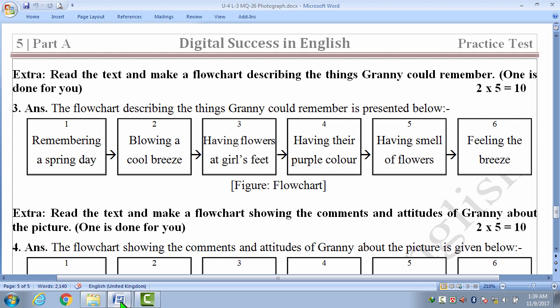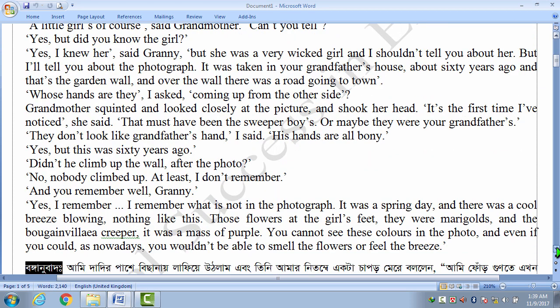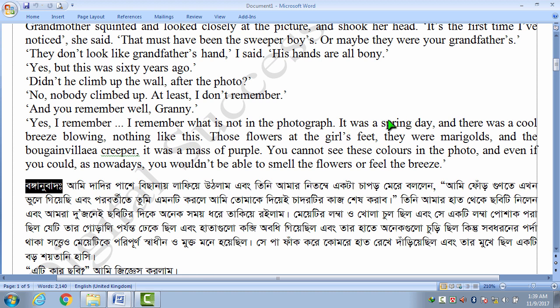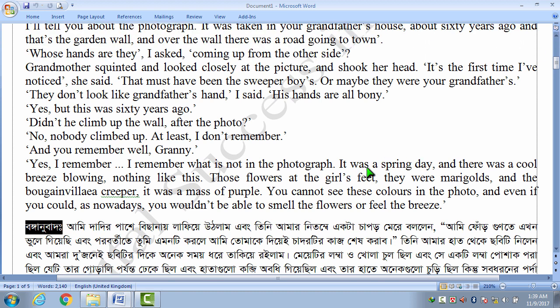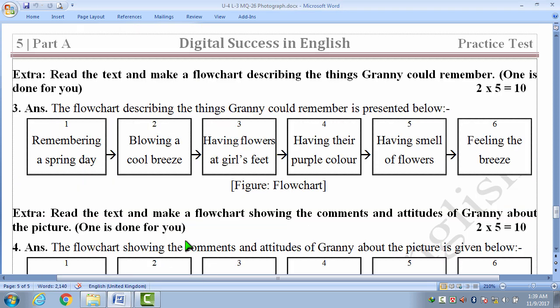We are going to the passage. Here is the information. It was a spring day and there was a cool breeze blowing. So, remember শব্দটাকে বাইরে থেকে এনে এর সাথে ing করা হয়েছে, remembering a spring day. অর্থাৎ দাদি 60 বছর আগেকার এই স্প্রিং ডে এর কথাটা মনে করছেন. So remembering a spring day. Blowing a cool breeze. আমরা প্যাসেজ থেকে নিয়েছি blowing a cool breeze.